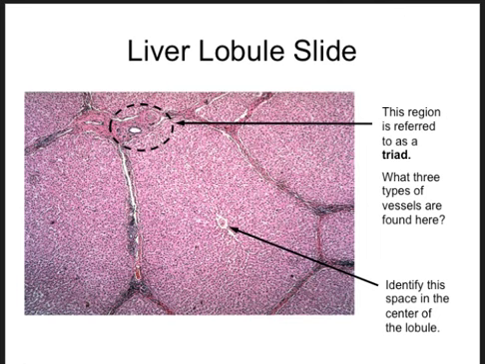Next question. Identify this space in the center of the lobule, and that is where the central vein is located. All the blood that flows through the liver sinusoids eventually makes it to the central vein. The central vein eventually drains into the hepatic vein, which eventually drains into the inferior vena cava. Okay, next question.